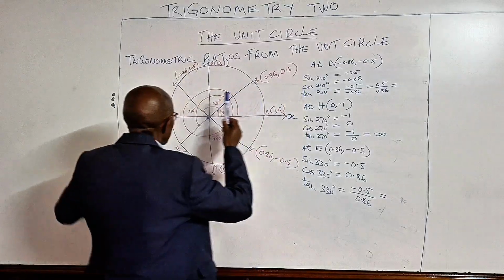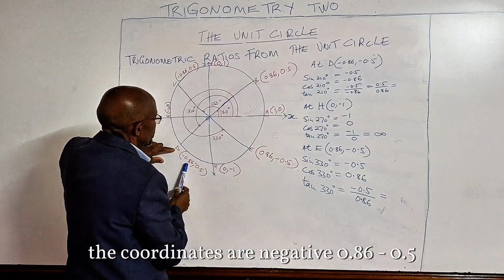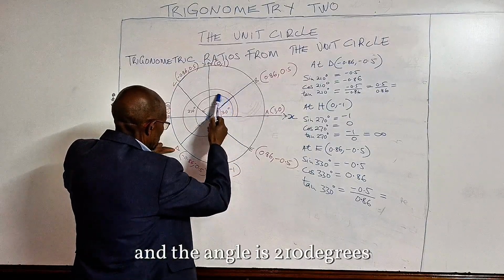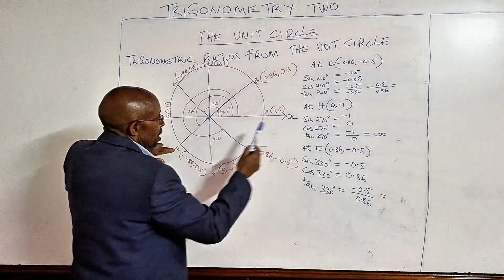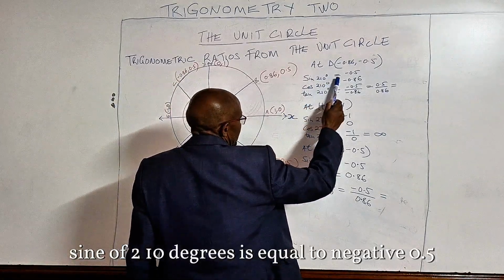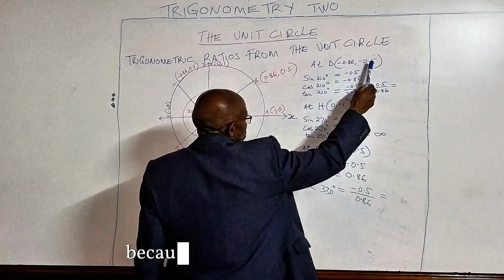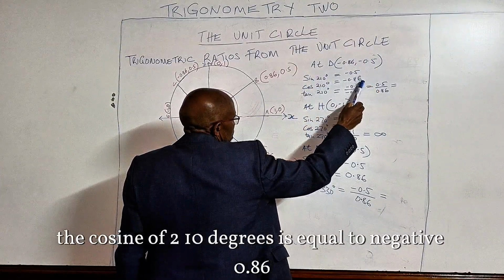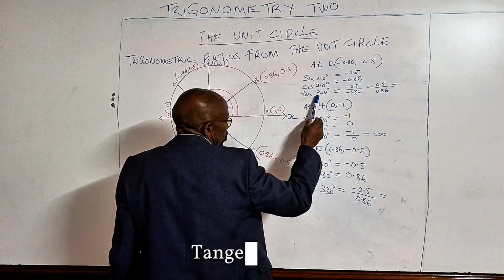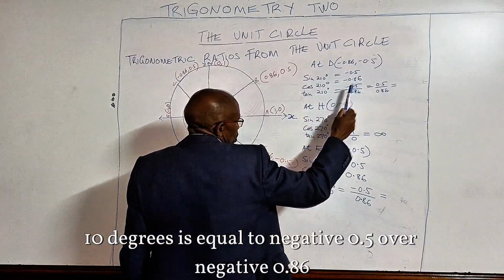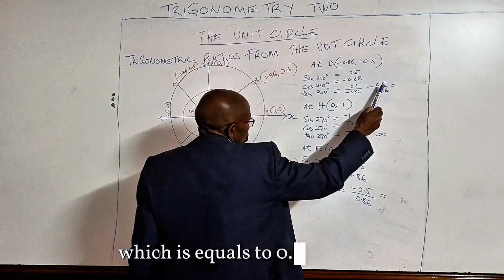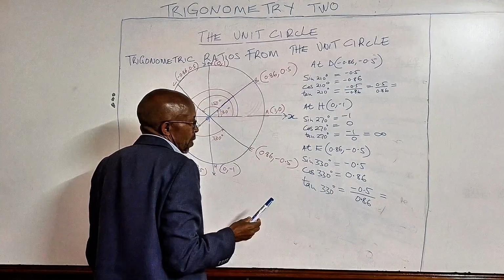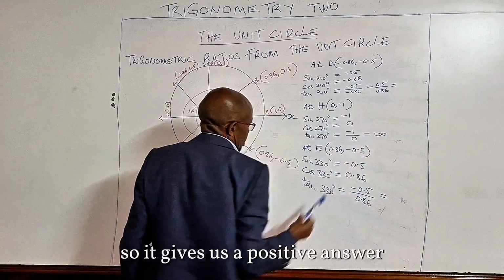At point D, the coordinates are negative 0.86, negative 0.5, and the angle is 210 degrees. The sine of 210 degrees is equal to negative 0.5 because that is the y coordinate. The cosine of 210 degrees is equal to negative 0.86 because that is our x coordinate. The tangent of 210 degrees is equal to negative 0.5 over negative 0.86, which is equal to 0.5 over 0.86, because the negatives cancel out. So it gives us a positive answer.